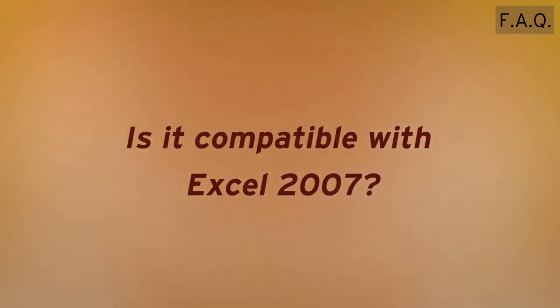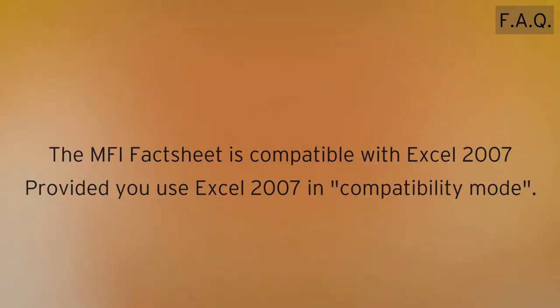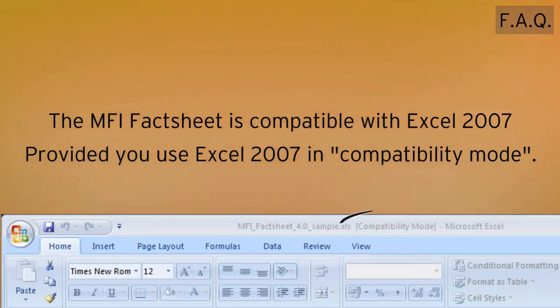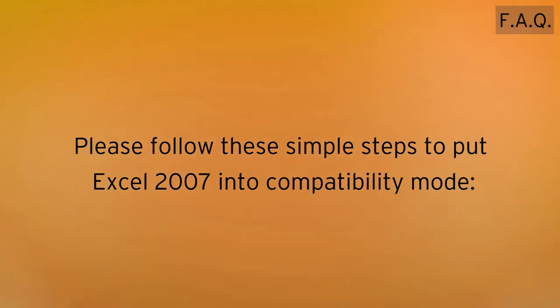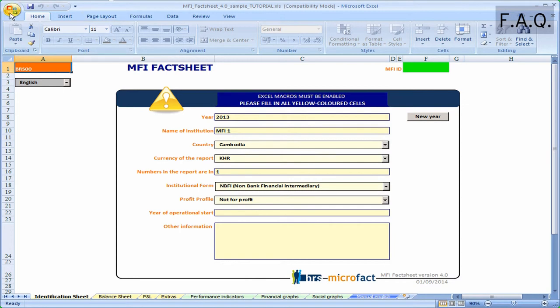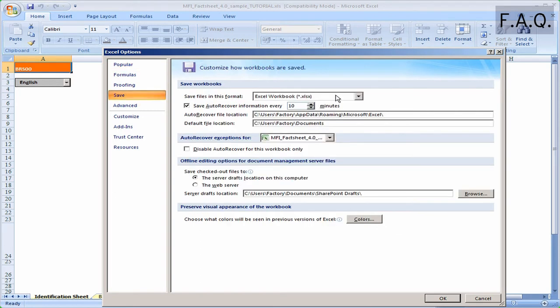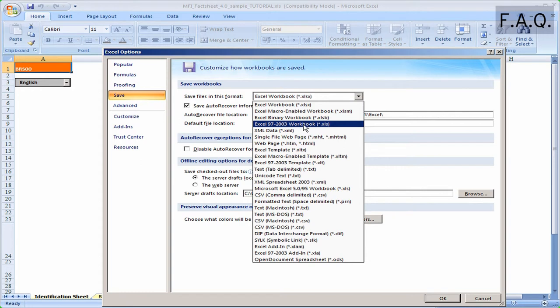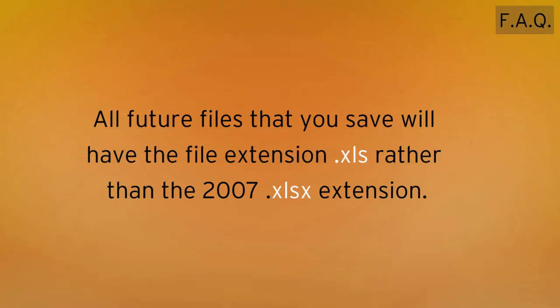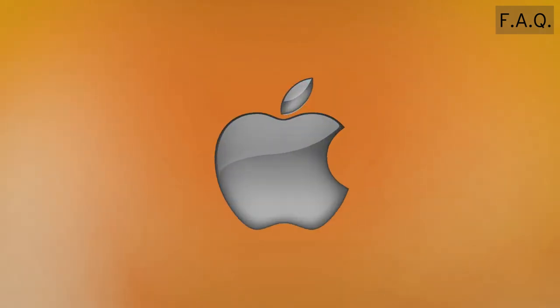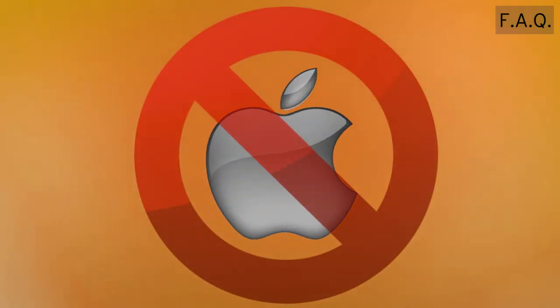Is it compatible with Excel 2007? Yes, the MFI Factsheet is compatible with Excel 2007, provided you use Excel 2007 in compatibility mode. Please follow these simple steps to put Excel 2007 into compatibility mode. Click Microsoft Office button. Click Excel Options. Click on Save in the list of options on the left, and use the drop-down menu to select Excel 97-2003 workbook. All future files that you save will have the file extension XLS, rather than the 2007 XLSX extension. Please note that the MFI Factsheet is not compatible with Mac.